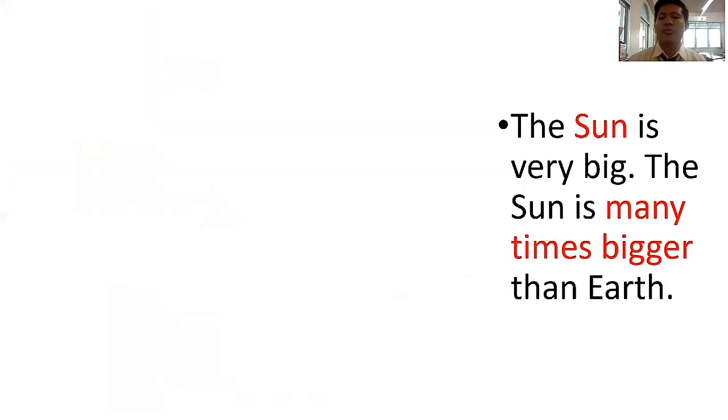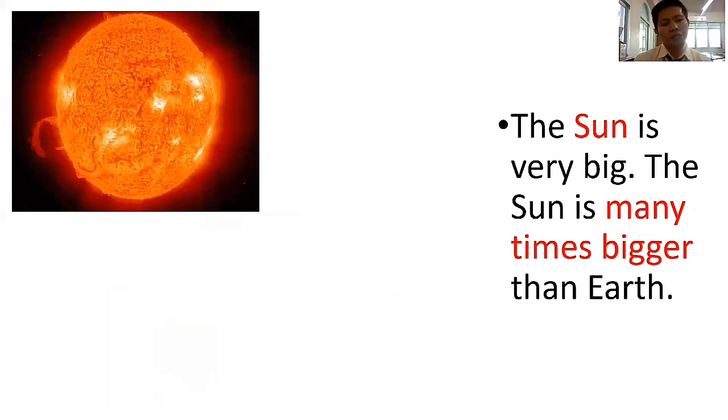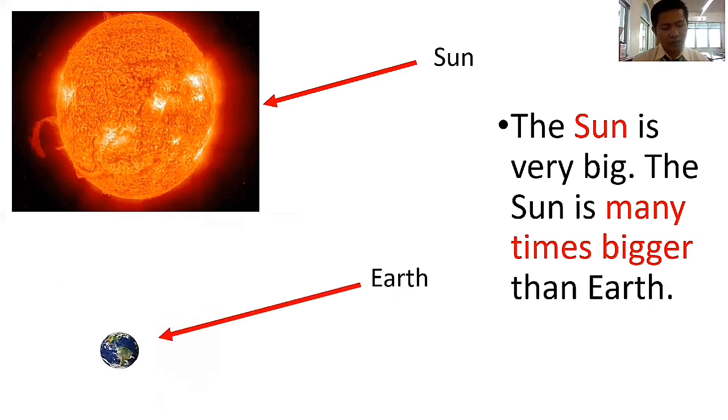Let's proceed. Repeat after me. The sun is very big. The sun is many times bigger than the earth. Look at this one. Example, if this is the sun and this is the earth. Look at these two. Which one is bigger? Yes, of course, the bigger one is the sun, and the earth is very small if you compare these two things, the sun and the earth.